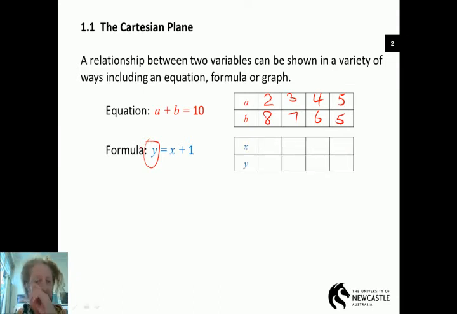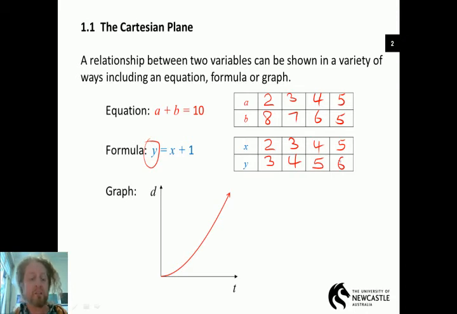If y equals x plus 1, let's say maybe x is 2. Well, y must be 2 plus 1. Maybe x is 3 would give y equals 3 plus 1. And again, you can see we've got a relationship going on between them. So an equation might define the relationship, a formula might, and a graph might.